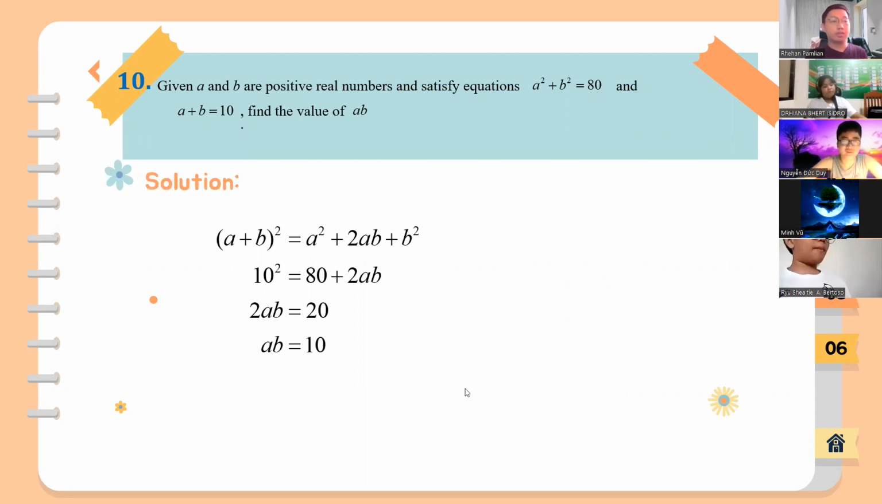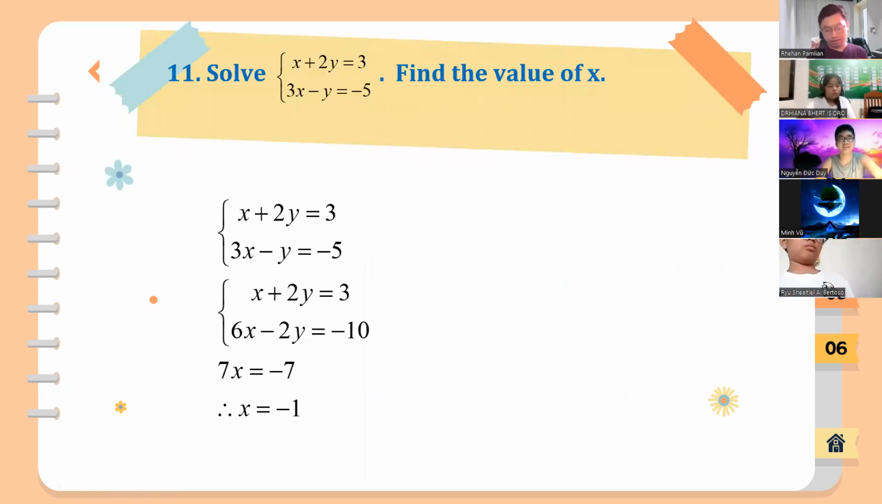Okay, we proceed to the next one, number 11. For number 11, you need to just find the value of x. To solve for the value of x, guys, the easiest way is solving pairs of linear equations.